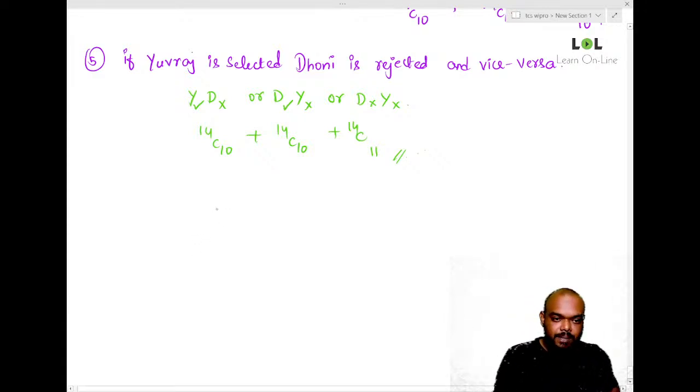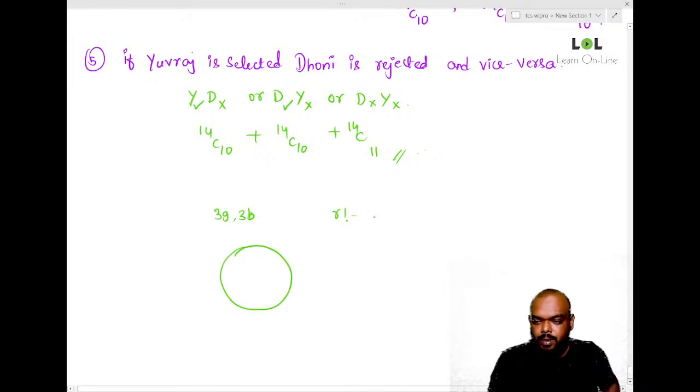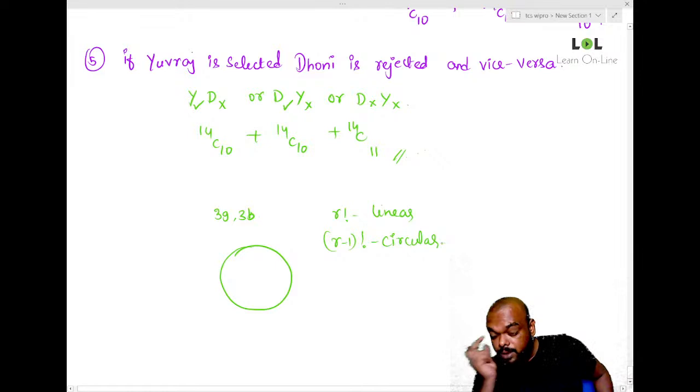Okay, Chandana, if you observe, 3 girls are there, 3 boys are there. In circular arrangement, what is that? In regular arrangement, it is R factorial, but in circular arrangement, it is R minus 1 factorial. Your doubt is what? All girls should not sit together.